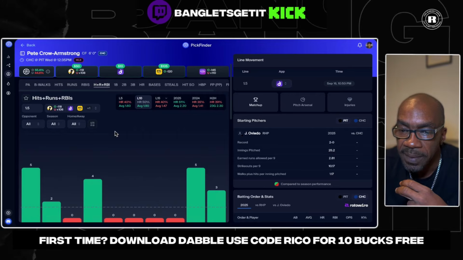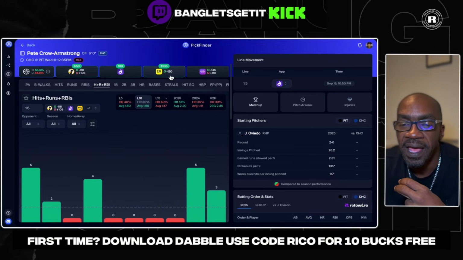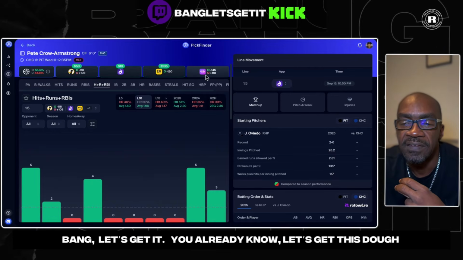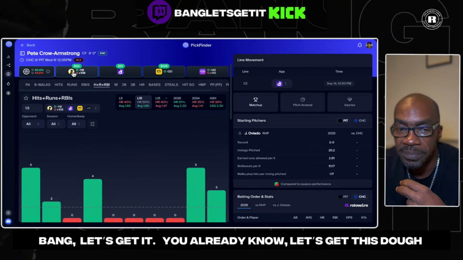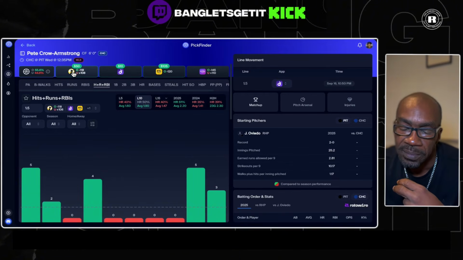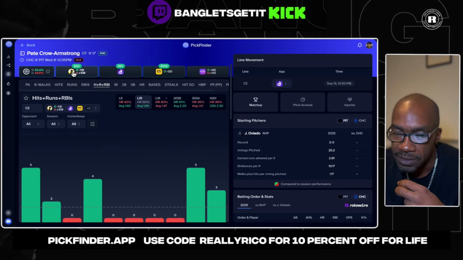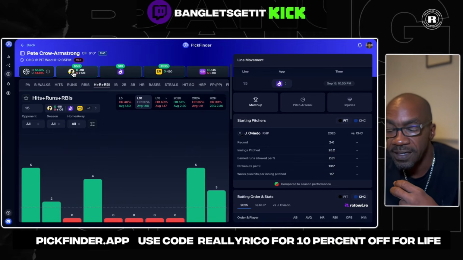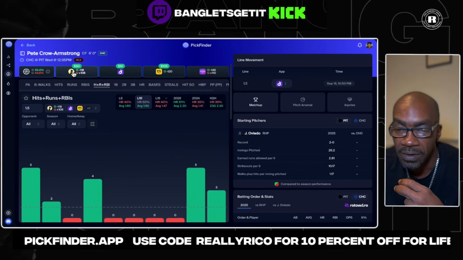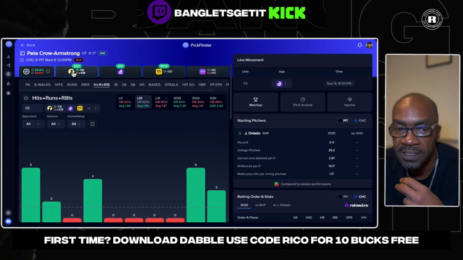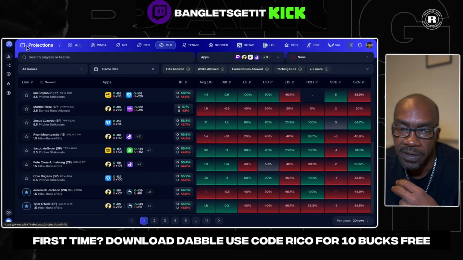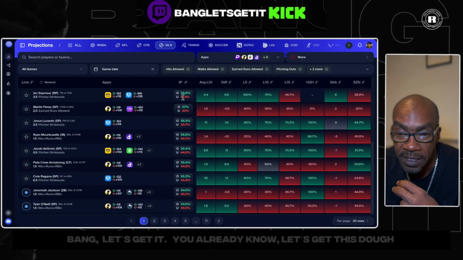Despite what's happened in the past, look at what the books have this play listed at. If it's heavily juiced somewhere, it's obviously going to be a best price at another book, usually like Underdog, Flip, Dabble, Hard Rock. That's why you gotta be on a ton of books if you're gonna be in a game like this, putting in a bunch of volume. But that's how I find a bunch of plays.